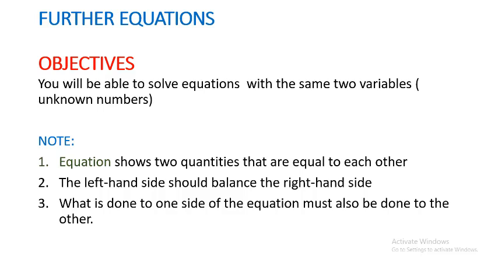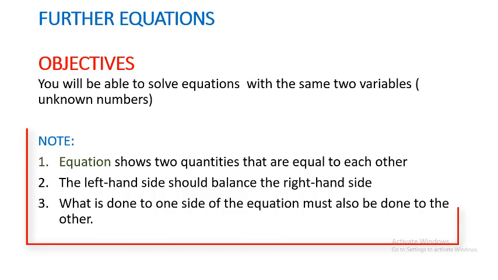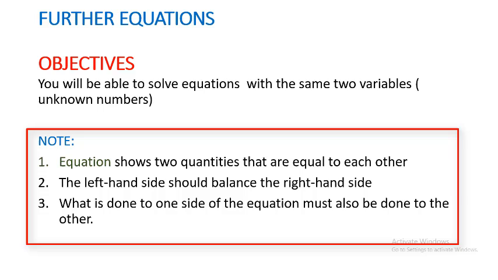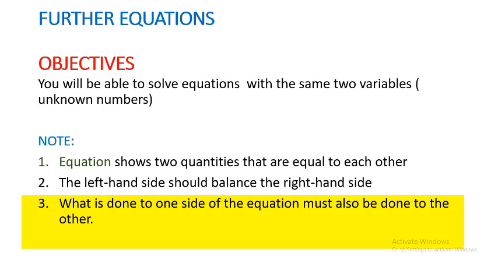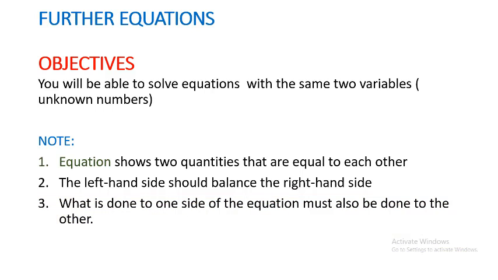So down here, there are three things that you should keep in mind. The first one, an equation shows two quantities that are equal to each other. The second one, the left hand side should balance the right hand side. And the third one, what is done to one side of the equation must also be done to the other.